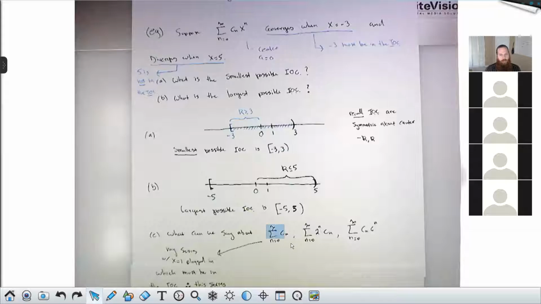And so I want to classify these series as convergent or divergent based on the x values that they have plugged in. If the x value that any one of these series has plugged in is inside the worst case IOC, then this series must converge. And if the x value that these series have plugged in is outside the best case IOC, then that series must diverge.